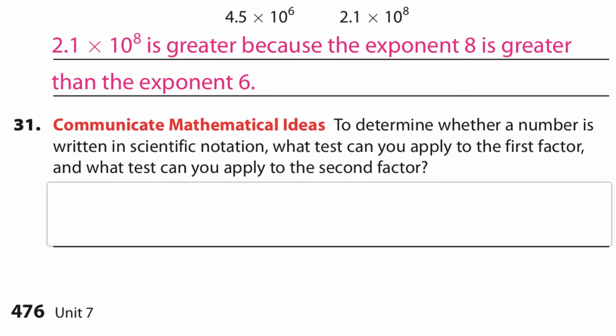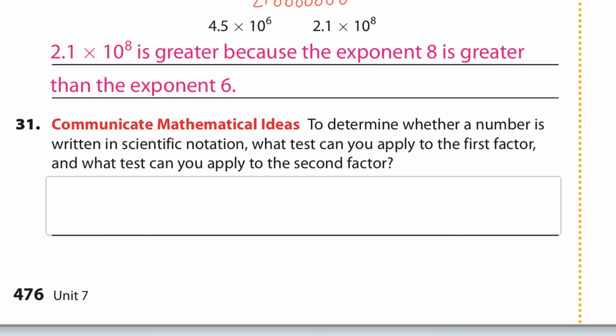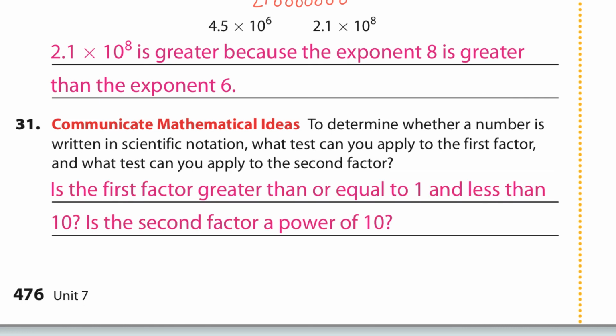And 31, or last one. To determine whether a number is written in scientific notation, what test can you apply to the first factor and what test can you apply to the second factor? Well, this is what you can do. The first factor is greater than or equal to 1 and less than 10, and the second factor is a power of 10. So let me explain what that means.